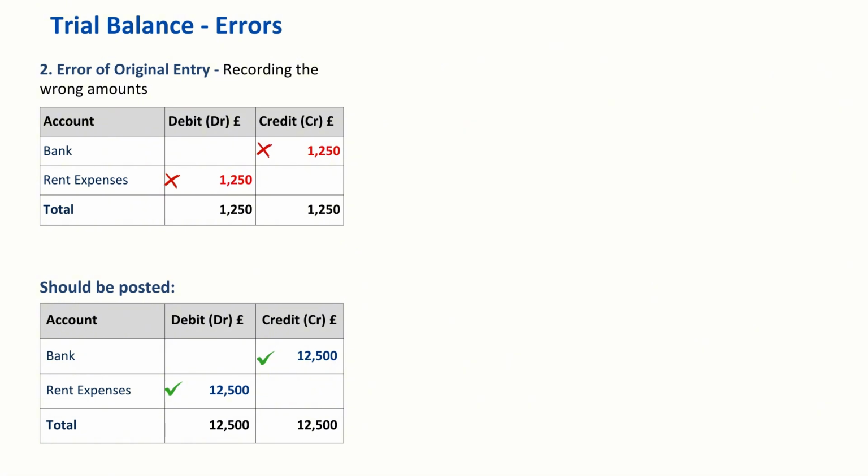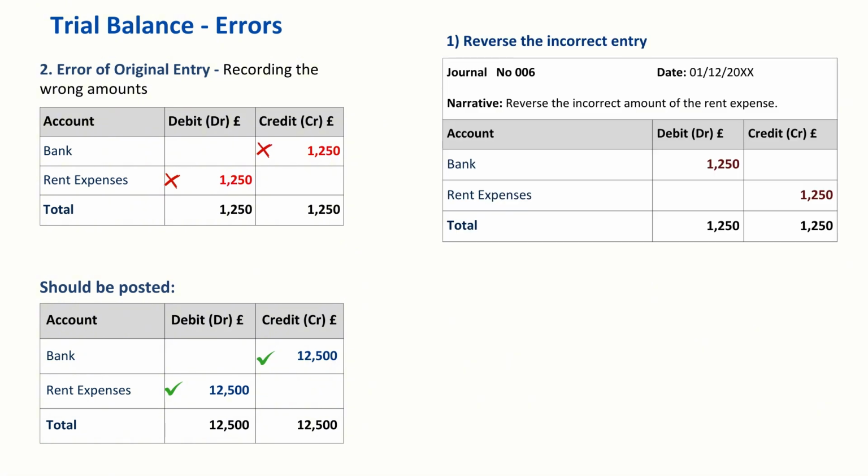For an example, the business was meant to record £12,500, but the amount was mistakenly recorded as £1,250. The transaction is still between the correct accounts, but the value is wrong. Corrections follow a very logical process. Step 1. Reverse the incorrect entry.